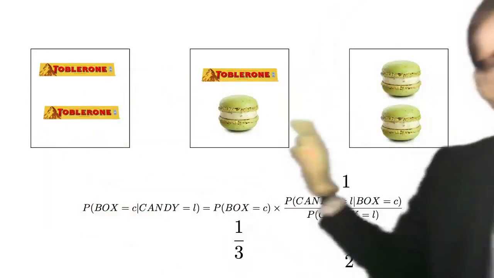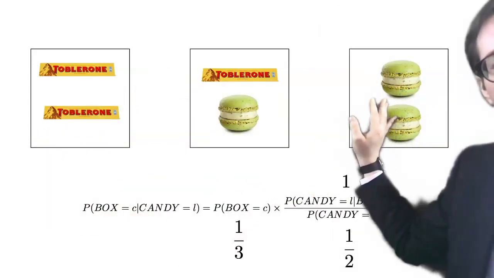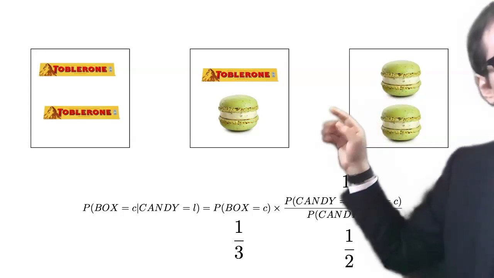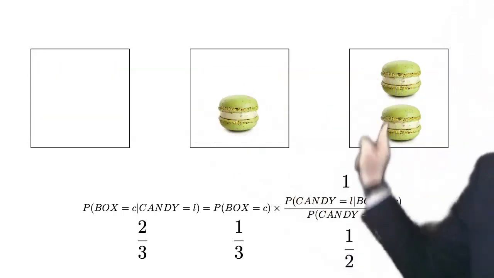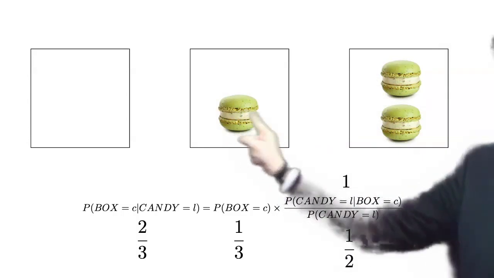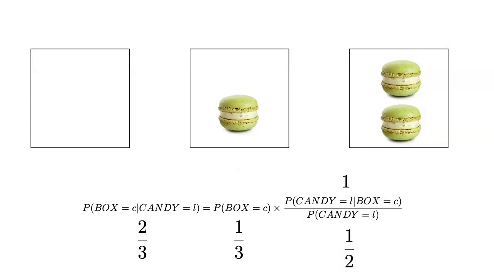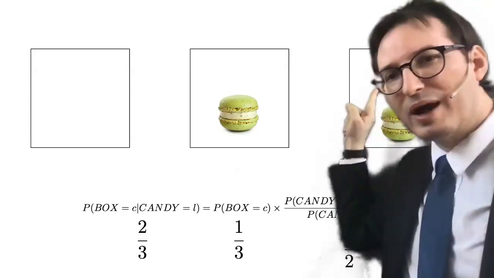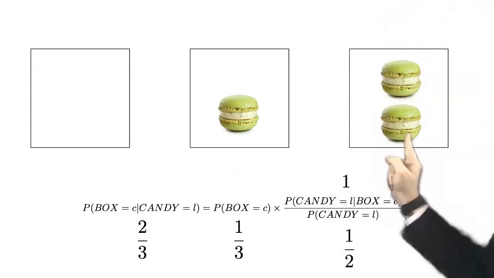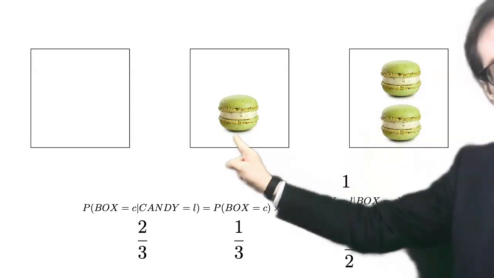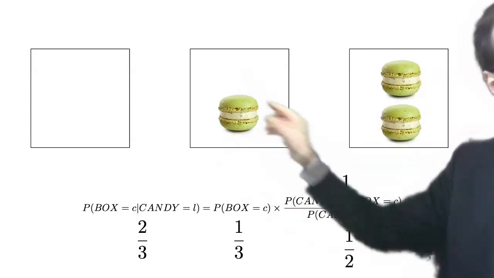Before you know anything, there's 1 chance in 3 of being there. If now I tell you the information, okay, you have a Luxembourgerly in your hand, that's one of these 3 cases. Out of these 3 cases, which are equally probable, how many correspond to a case where the other candy in the same box is a Luxembourgerly? 2, right? If the Luxembourgerly you picked is this one or this one, that can happen in 2 cases, then the other one is also a Luxembourgerly. And the third case is where it's not, so it's 2/3.